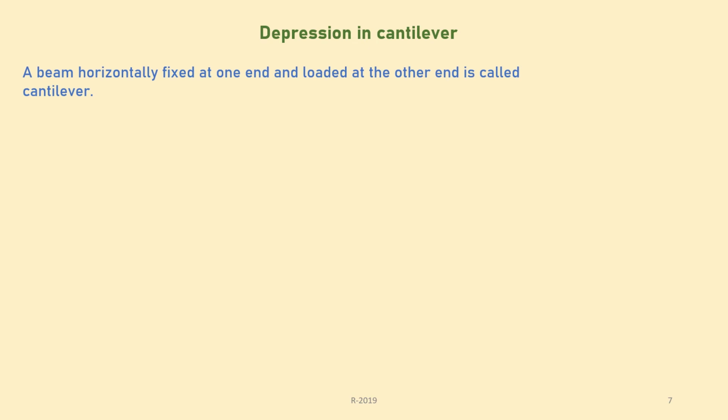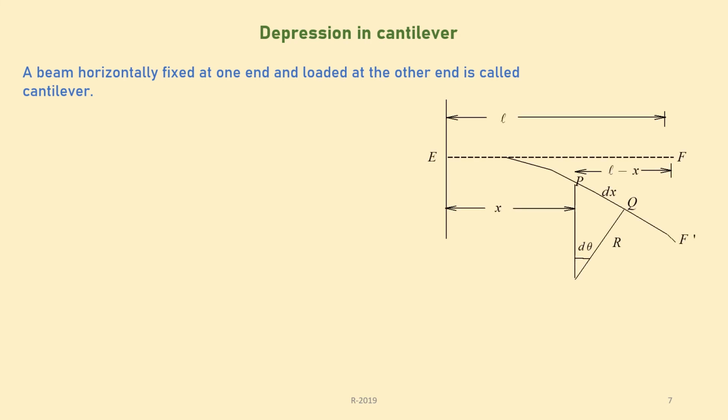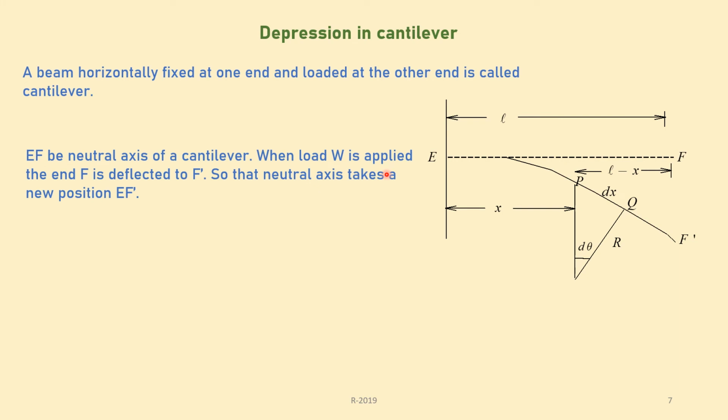Now with the expression of bending moment in hand, let us try to derive the expression for depression in a cantilever. We already defined a cantilever as a beam horizontally fixed at one end and loaded at the other end. Now let me consider one such cantilever with a load W applied at the free end. In this diagram, you are seeing the neutral axis of a cantilever, EF. When the load W is applied, the end F is deflected to F dash, so that the neutral axis takes a new position, EF dash.